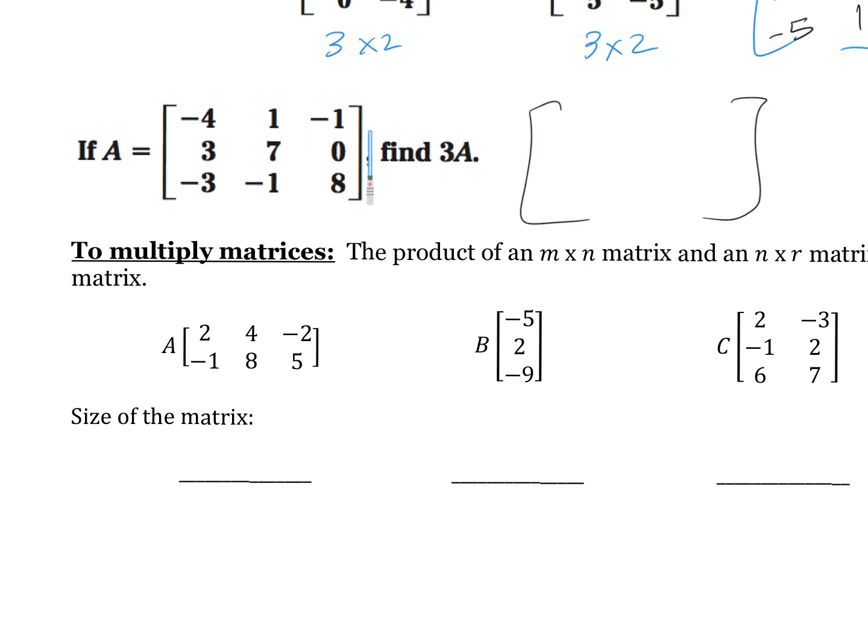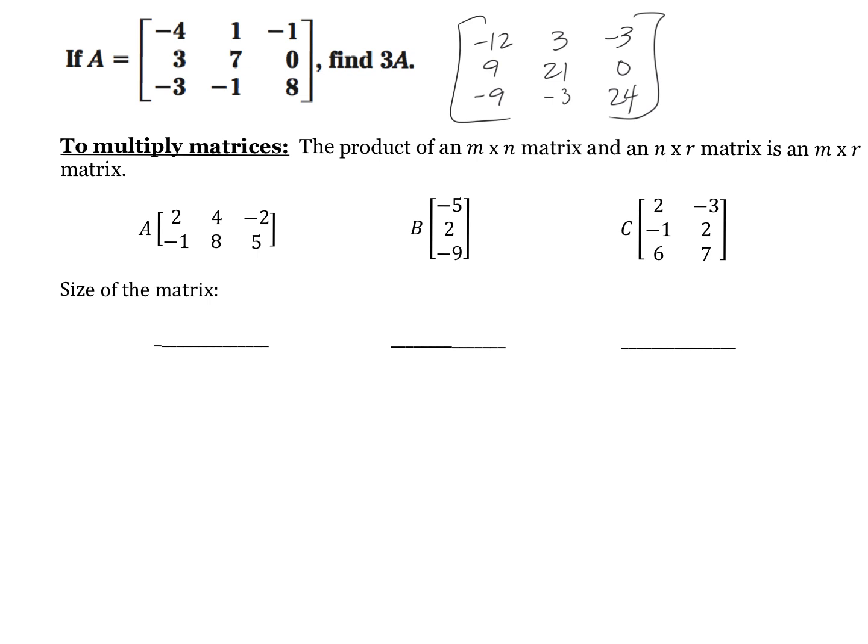You know it. If A is this, what is 3 times A? You got this. Just go with your gut. -12. You got it. Keep going. 3. Yeah? 9. Uh-huh. 21. 0. -9. -3. 24. Beautiful. All right, here's where it gets a little dicier, people.